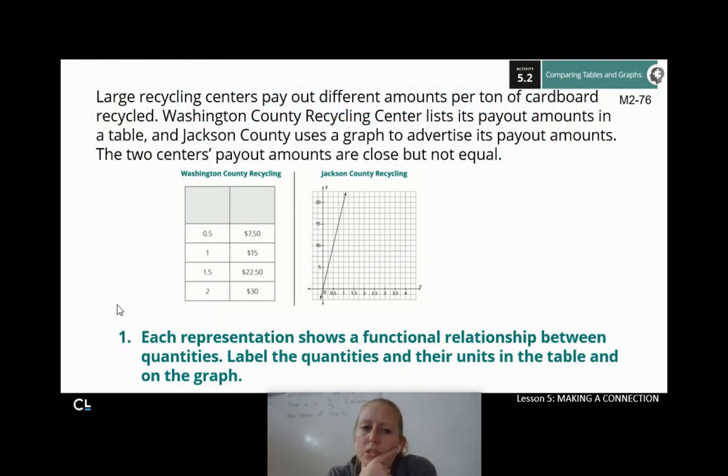So each representation shows a functional relationship between the quantities. Can you just take a moment and just label stuff? Can you label what's our independent quantity or our input? What's our dependent quantity or output? And same thing on your graph. Can you label your x-axis, label your y-axis? Please, input, output. Hit pause, label all your junk, remember your units, and then hit play when you're ready to check your work.